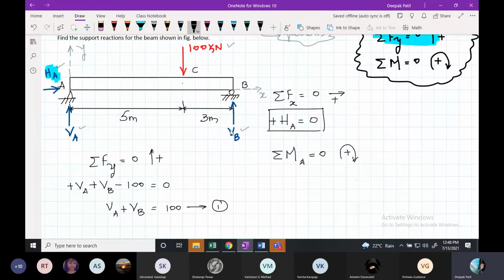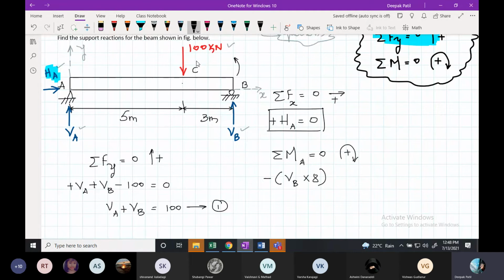So let me start with VB. VB at A is the force multiplied by the perpendicular distance, which is 3 plus 5, that is 8. But if you check, VB at A is causing an anti-clockwise movement, so it should be written as minus. OK, so this is done.